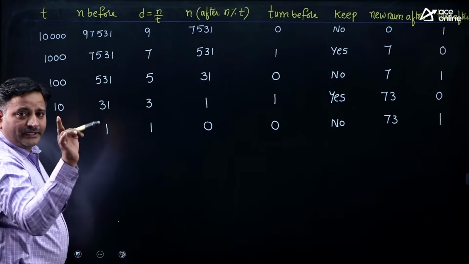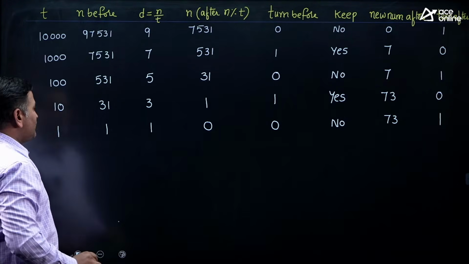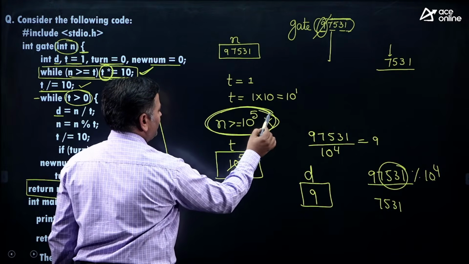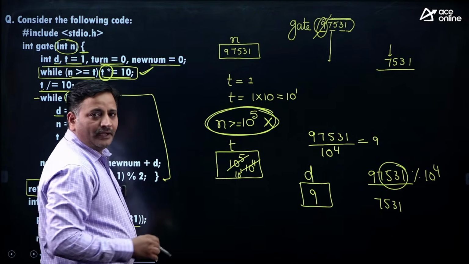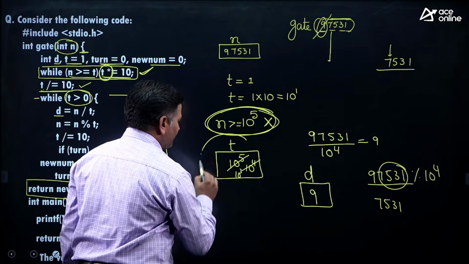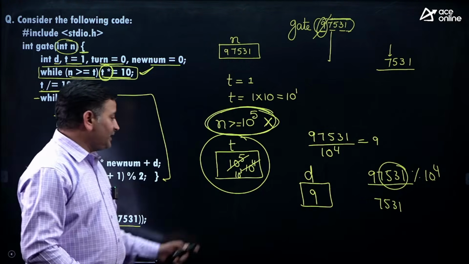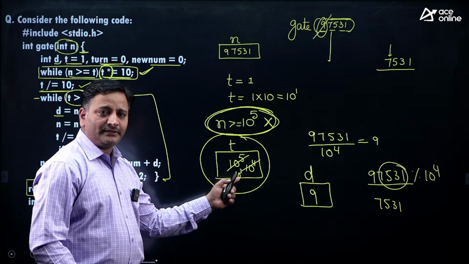By the time the while loop condition fails, as I mentioned earlier, just look here, friends. n is greater than or equal to 10 to the power of 5. Here the while loop condition fails. After the failure of the while loop condition, t gets updated to 10 to the power of 4. Now we have to start our journey from 10 to the power of 4, which is nothing but 10,000, right?